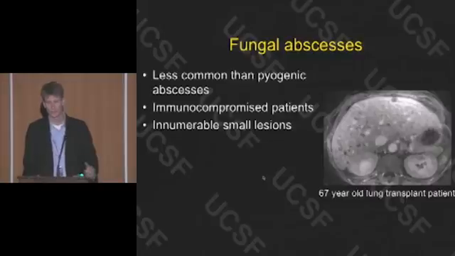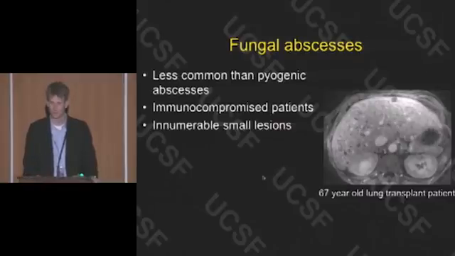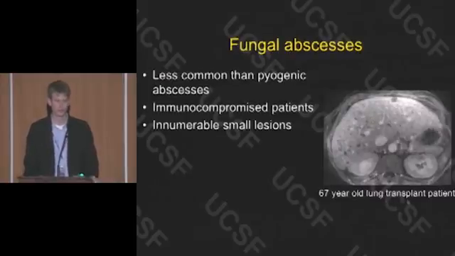Fungal abscesses, this is really more important to consider your patient population. Obviously, if you have an immunocompromised patient, then you should be considering a fungal abscess. So with the fungal abscess, you're going to see multiple small punctate hypoechoic or hypodense, T2 bright lesions that are going to be consistent with a fungal abscess. This one here is in a patient with a lung transplant who's obviously immunocompromised.